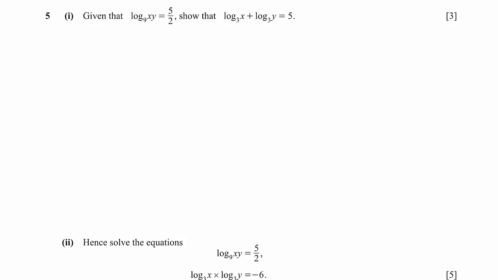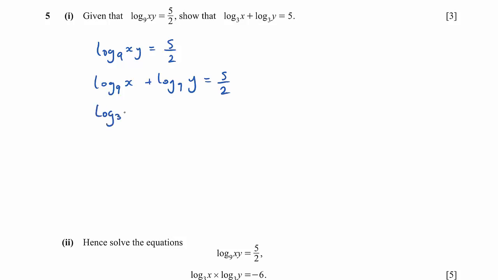Given that log to the base 9 of xy is equal to 5 over 2, show that log to the base 3 of x plus log to the base 3 of y is equal to 5. Well, certainly if we start with log to the base 9 of xy equals 5 over 2, we can write that as log to the base 9 of x plus log to the base 9 of y equals 5 over 2. And then let's change base.